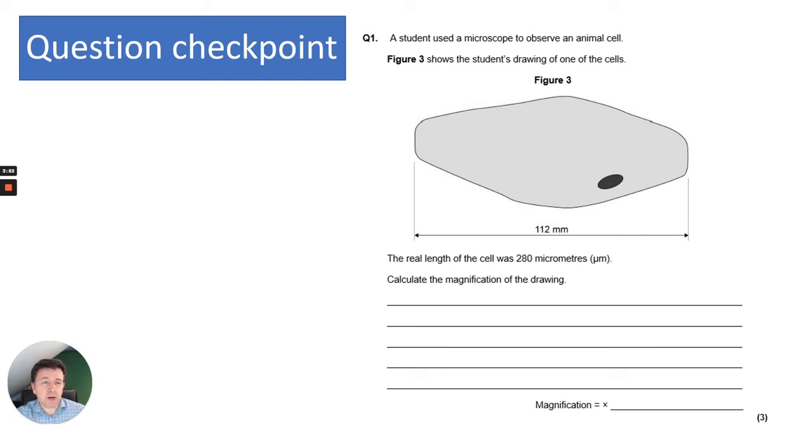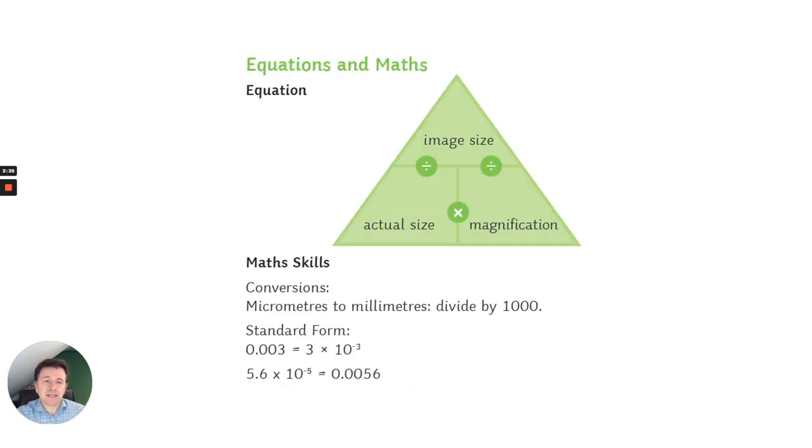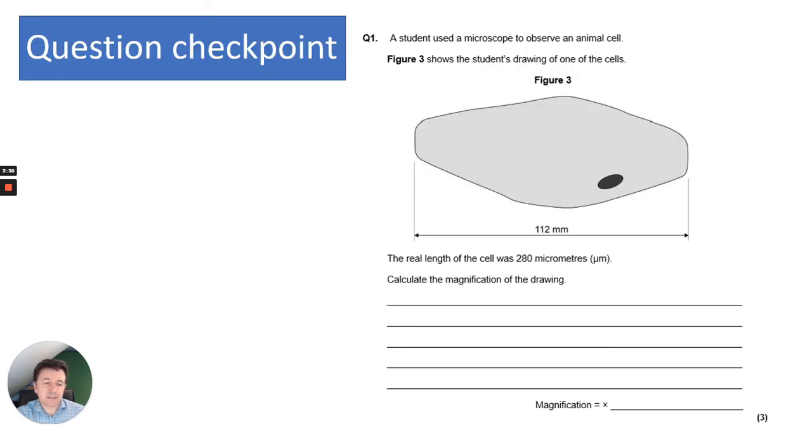So a student used a microscope to observe an animal cell, and it shows the student's drawing, and you can see they've measured the length of it in millimeters, and it says the real length of the cell was 280 micrometers. And it says calculate the magnification of the drawing. So if we go back to this, magnification is the image size divided by the actual size. In this case the image size is 112 millimeters and the actual size is 280 micrometers. So you're going to have to convert either the micrometers into millimeters or the millimeters into micrometers.